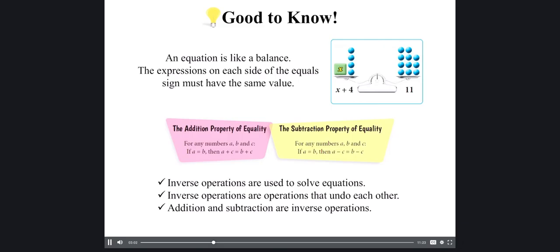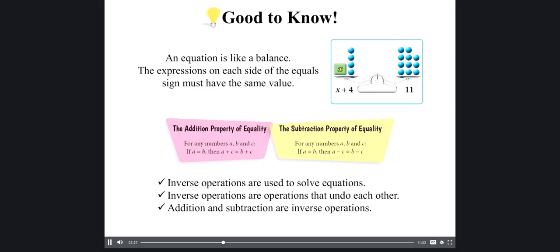Here are some key ideas that are good to know. An equation is like a balance. The expressions on each side of the equal sign must have the same value. When solving an equation, the scale must stay balanced. Whatever operation is performed on one side of the equal sign must be performed on the other side of the equal sign to keep both sides equal.